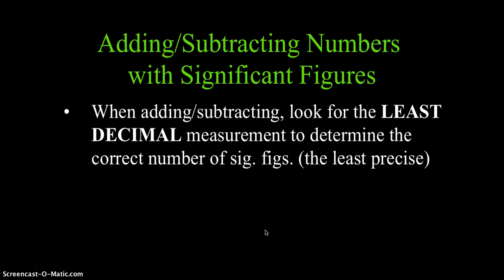When you're going to add or when you're going to subtract values, it's not the number of significant digits that matters. Instead, what you're looking for is the precision. How far does the number go to the right compared to the decimal point? Whichever one goes least to the right, that's where your answer has to end.